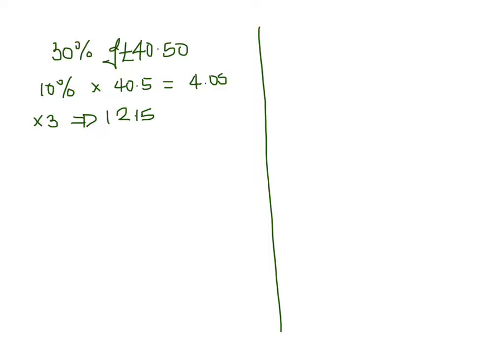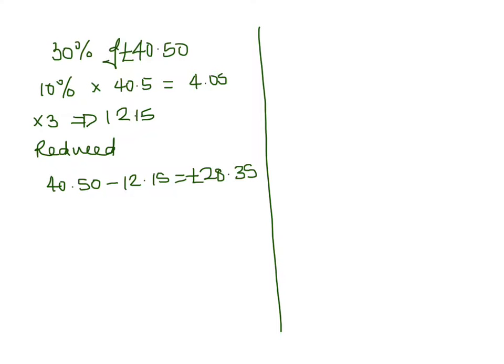And now if I want to know how much I will pay, since it's going to be reduced, it means I'm going to pay less money for it. So I will pay £40.50, take away that £12.15, which gives me £28 and 35 pence. So that's how much I will pay for it.